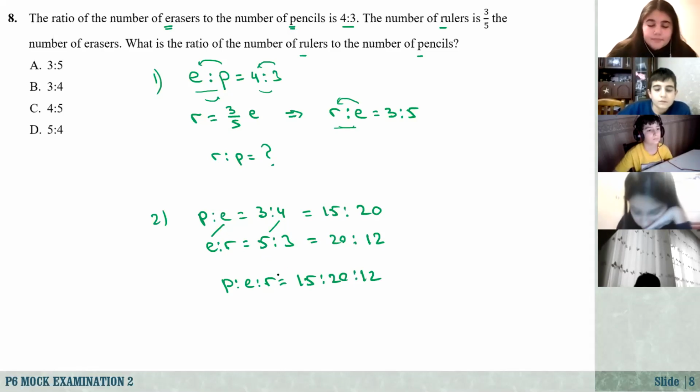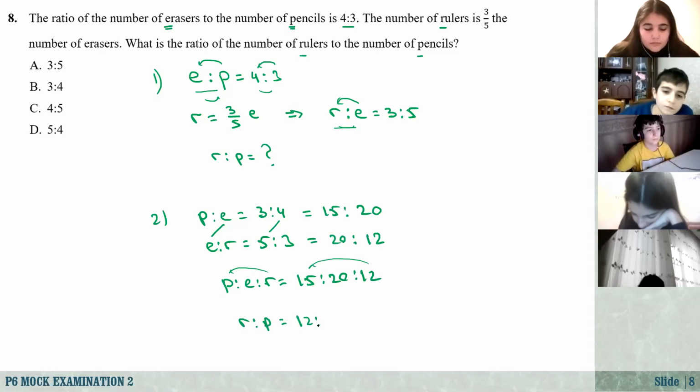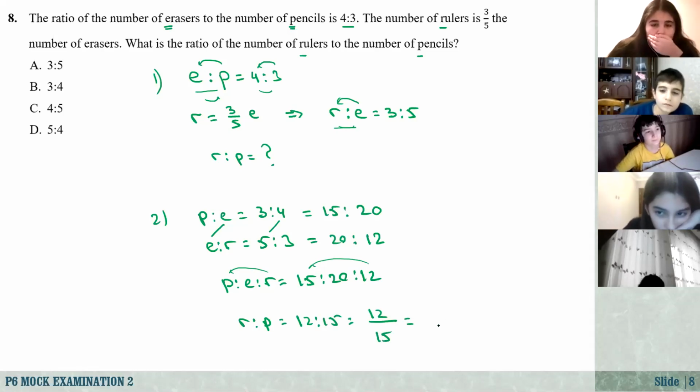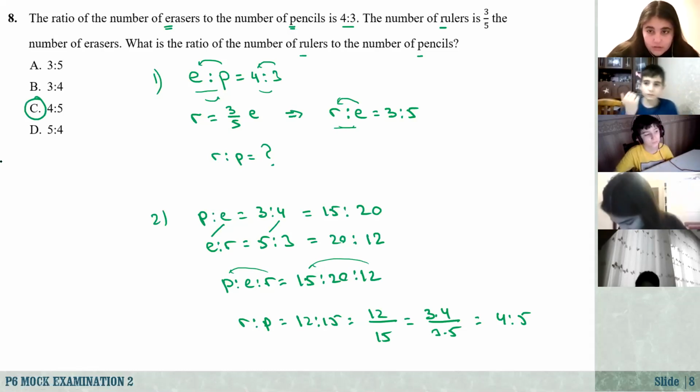Now from here, what is the ratio of R to P? That is 12 to 15. So R to P is 12 to 15, or 12 over 15, that's equal to 3 times 4 over 3 times 5. The answer is 4 to 5. So the correct answer is C. Okay, these three students, your answers are correct.